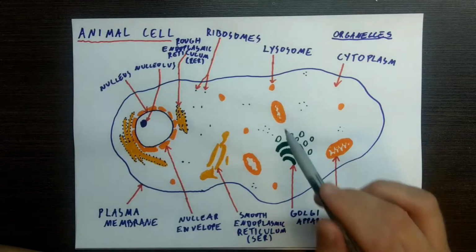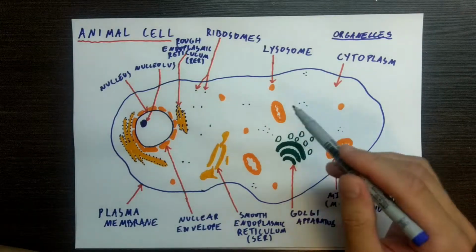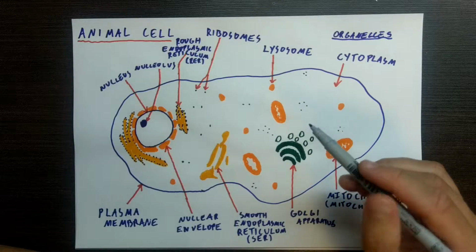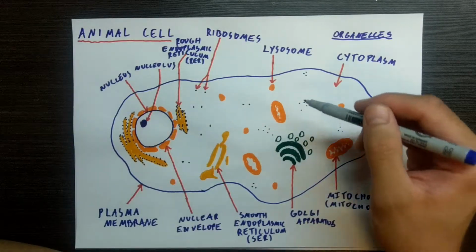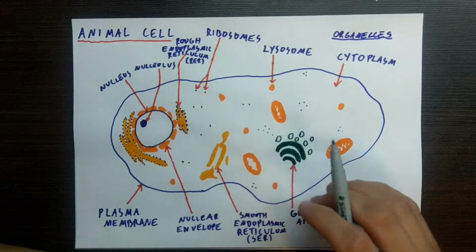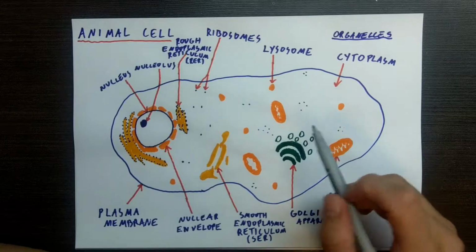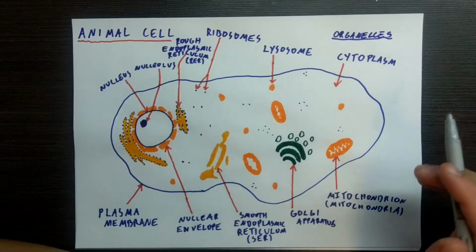However, lysosomes are also important in recycling, basically digesting old organelles that are no longer needed. For example, if this mitochondria is defective, that lysosome would go over to this mitochondria, and then it would break it down into pieces that then could be used to make something else.